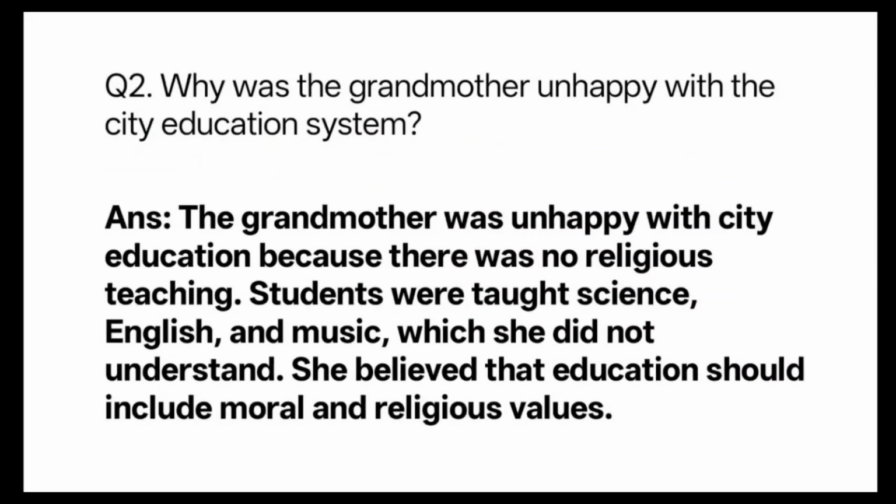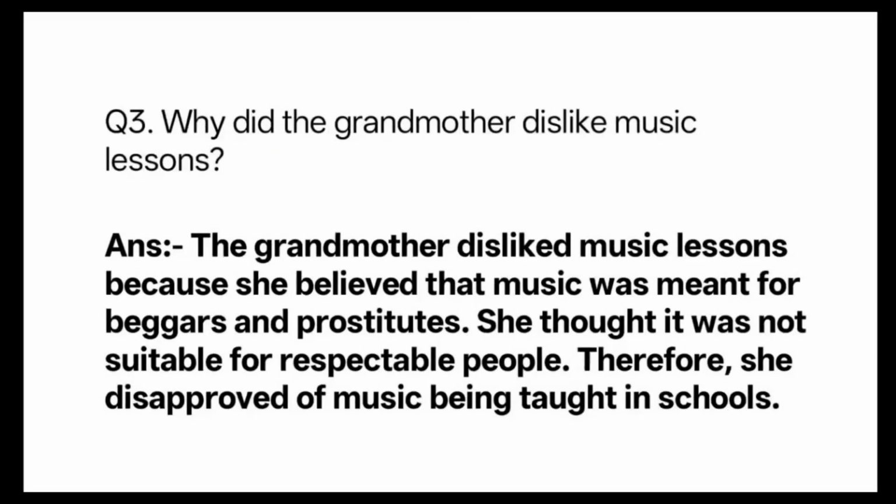Next, why was the grandmother unhappy with the city education system? The grandmother was unhappy with city education because there was no religious teaching. Students were taught science, English and music, which she did not understand. She believed that education should include moral and religious values. Why did the grandmother dislike music lessons? The grandmother disliked music lessons because she believed that music was meant for beggars and prostitutes. She thought it was not suitable for respectable people. Therefore, she disapproved of music being taught in schools.